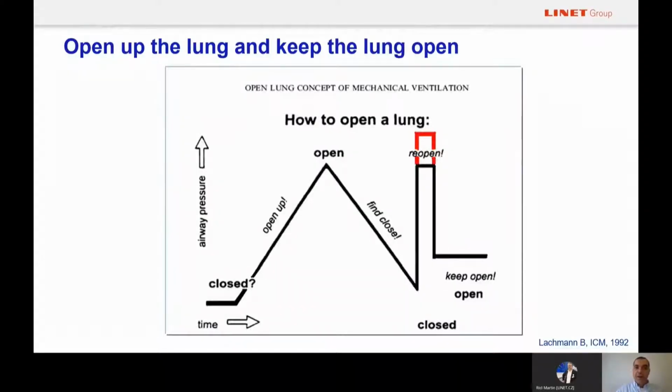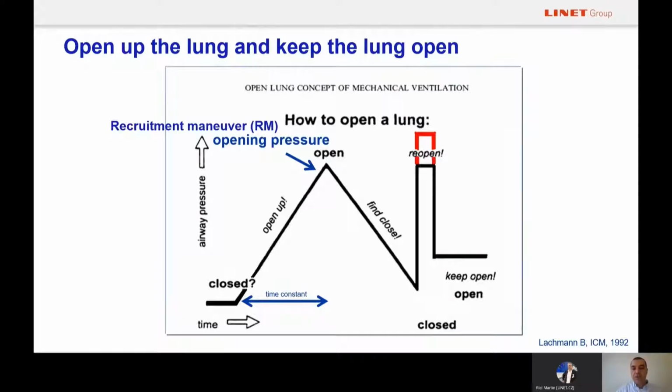Open the lung and keep it open. It's a basic concept of how to define or set the optimal PEEP, described by Professor Lachman in 1992. When we have closing, damaged, injured alveoli, we have to use some time and some opening pressure to reopen these closed alveoli. We can use a recruitment maneuver.